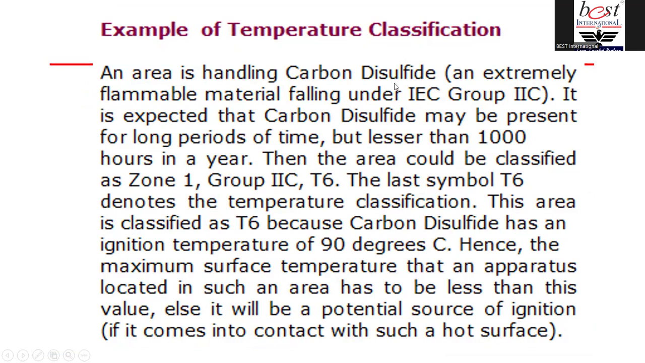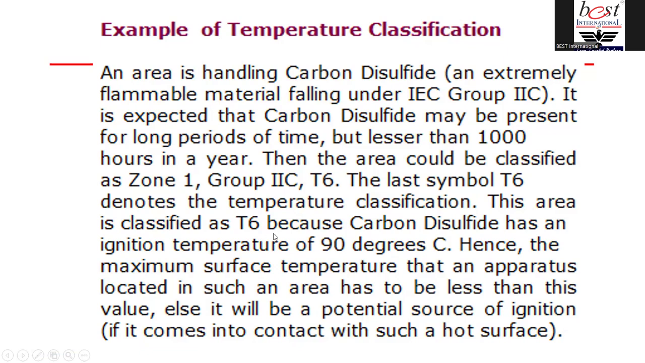For example, an area is handling carbon disulfide, an extremely flammable material falling under IIC group 2C. It is expected that it may be present for long periods of time, but less than 1000 hours in a year. Then the area could be classified as zone 1, group 2C, and T6. These numbers should be mentioned when you buy the material. You get the TDS, technical data sheet, from your supplier. All this information should be in the technical data sheet, and even the SDS, safety data sheet. The last symbol, T6, denotes the temperature classification.